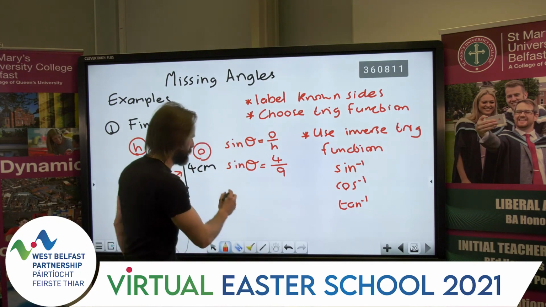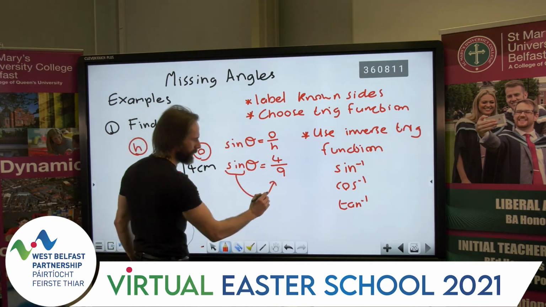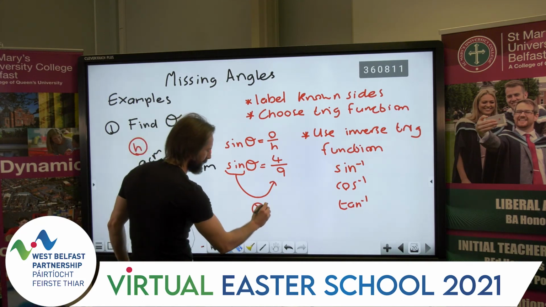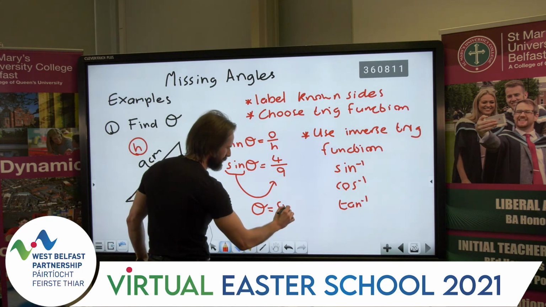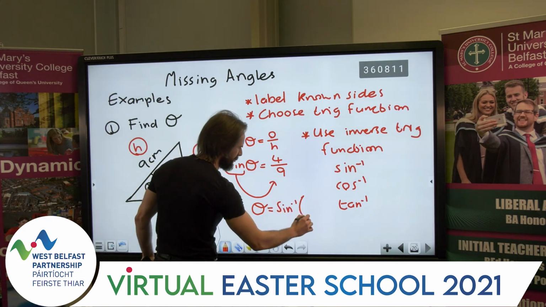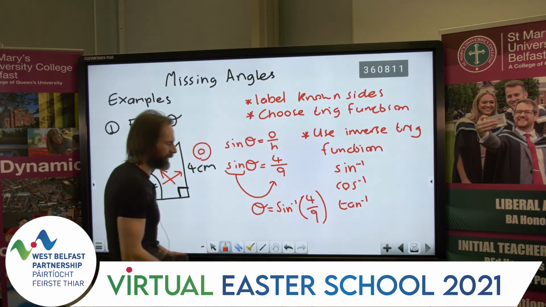Okay, so that's what we're doing. We're moving this sine to the right hand side. So beta equals, when sine moves across, it becomes sine to the minus 1 of the fraction that we already have there, 4 over 9. And that's what we're going to put into the calculator in a wee second.